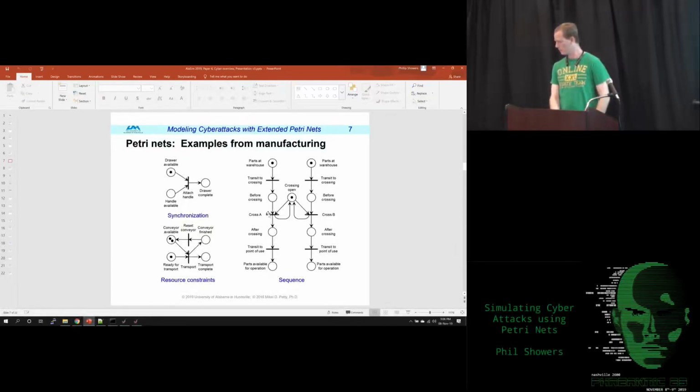Let's see. This cross A versus cross B, these are interesting in that only one of these transitions can fire at a time, and when it fires, it'll feed back into this crossing open transition or place. So yeah, I think this is some kind of warehouse example.